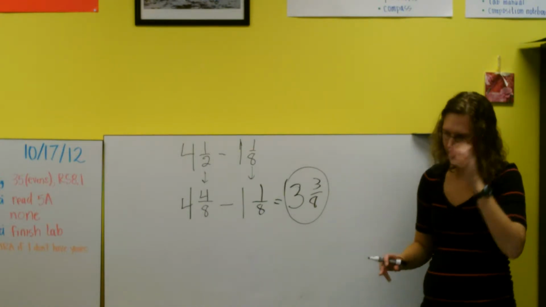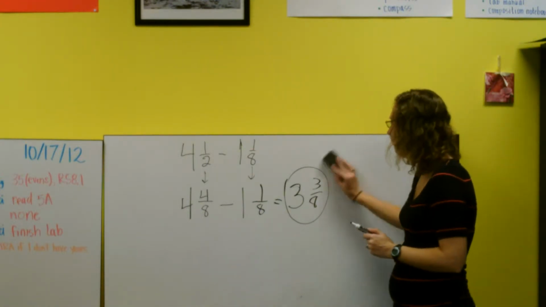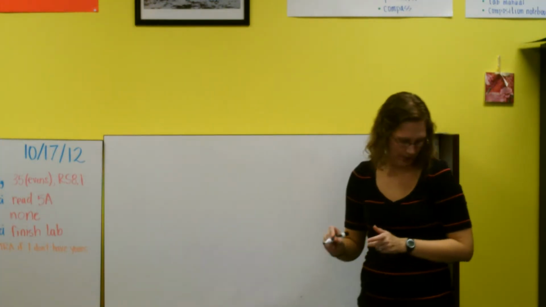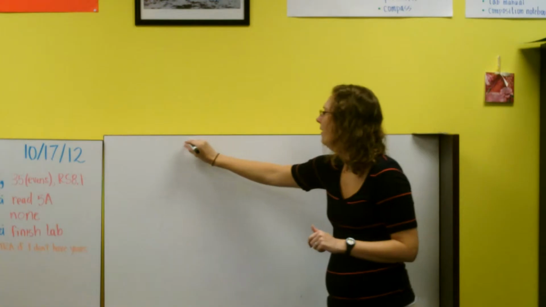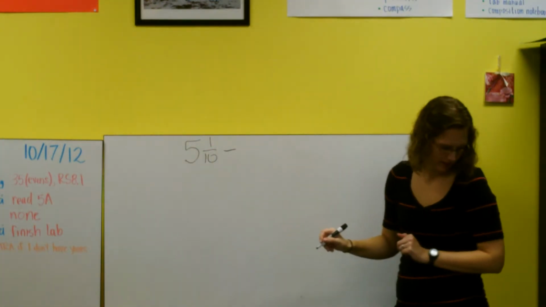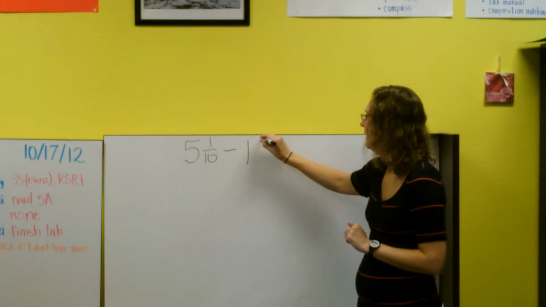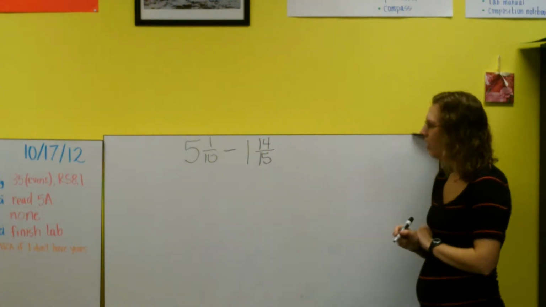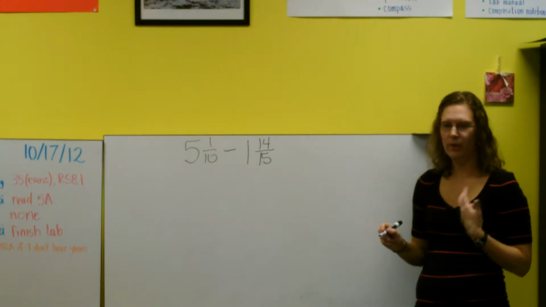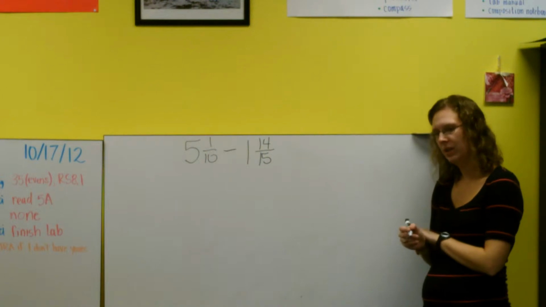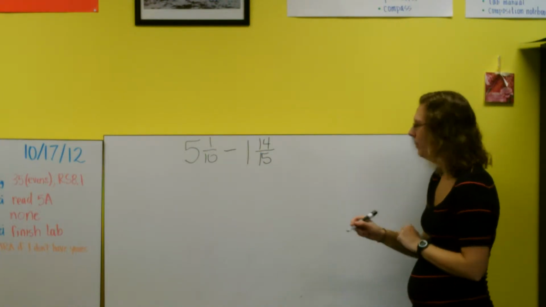So turn the page. We have to get into our borrowing. Our next example, we've got 5 1/10 minus 1 14/15. Okay? So, if we follow Destiny's rule, where we have to get like denominators, Damon, what denominator would you pick?